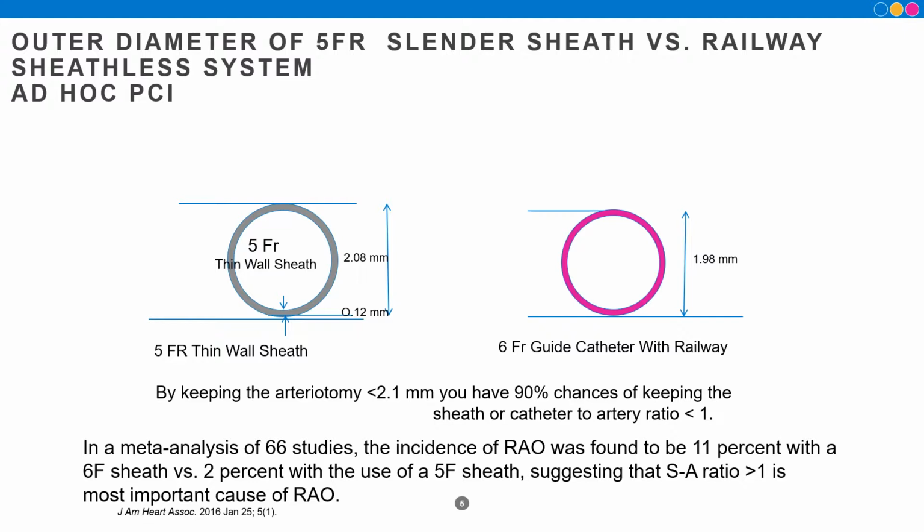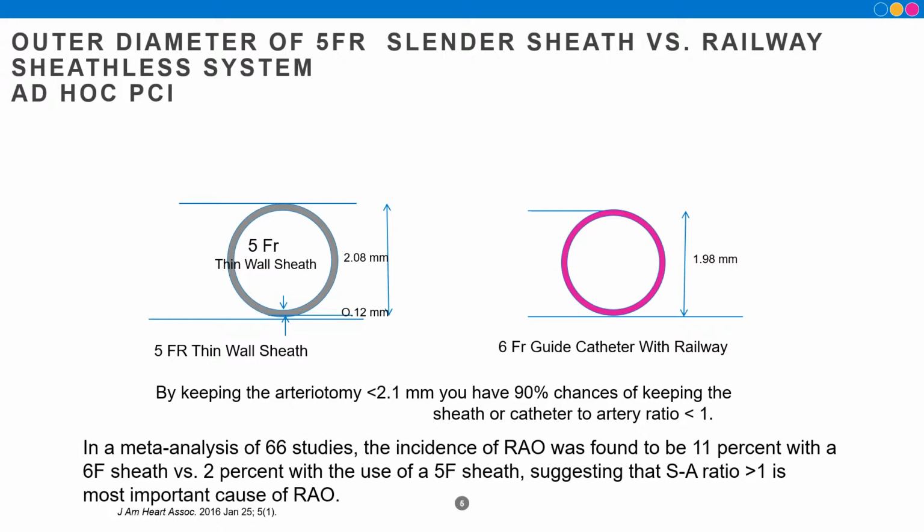I use a 5 French thin wall sheath for my diagnostic coronary angiography. So I accept 5 French diagnostic catheter angiography for my patients. I use a 5 French thin wall sheath, which has an outer diameter of 2.08 millimeter.